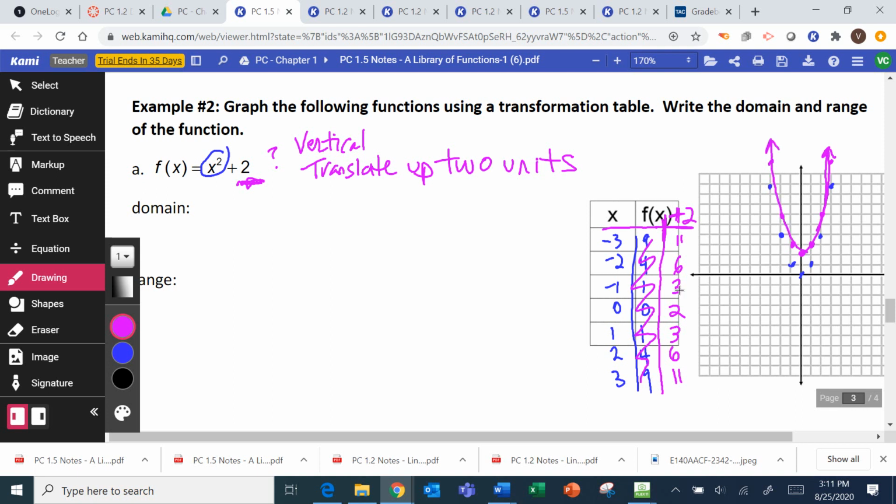Okay. Now the domain for this one, all reals for the domain for parabolas. And then the range, because we did move it up 2, now the bottom of this equation is where y is 2. So the range is going to be that y is greater than or equal to 2.